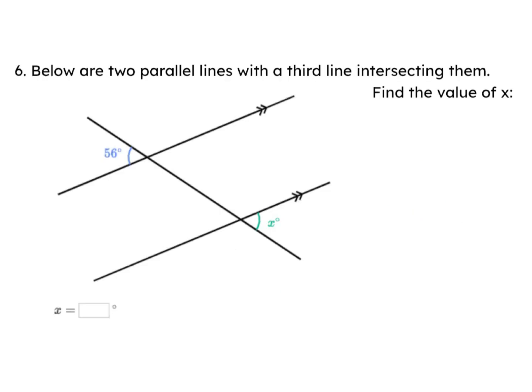Below are 2 parallel lines with a third line intersecting them. That's a transversal. We're going to find the value of x. So if I use tracing paper like we did a few times before, if I traced the angle, I'm doing it here in purple. Right, a little bit off there.